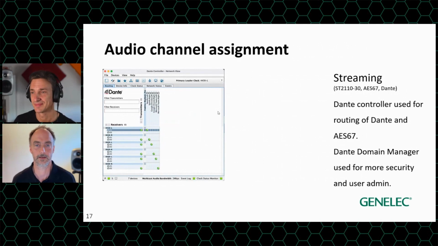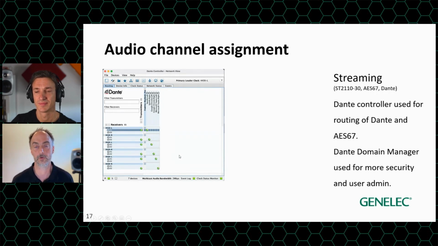That's correct. And then when you have set up your speakers, you go on to the audio channel assignment. I think this screenshot is something that many of you know. This is the Audinate Dante Controller, and this is where all the routing is actually done. You have your audio transmitters on the top and the audio receivers on the left. So you check the boxes for which stream is going to which loudspeaker.